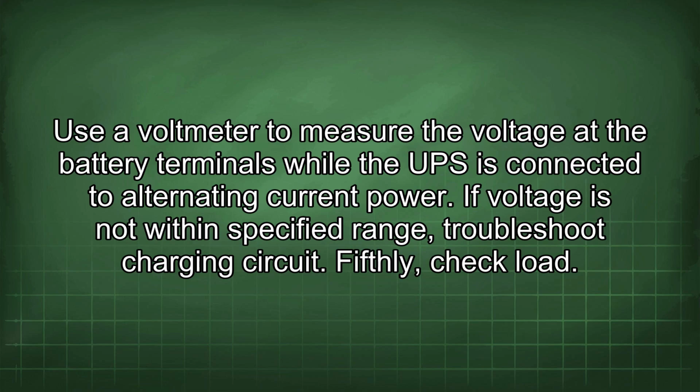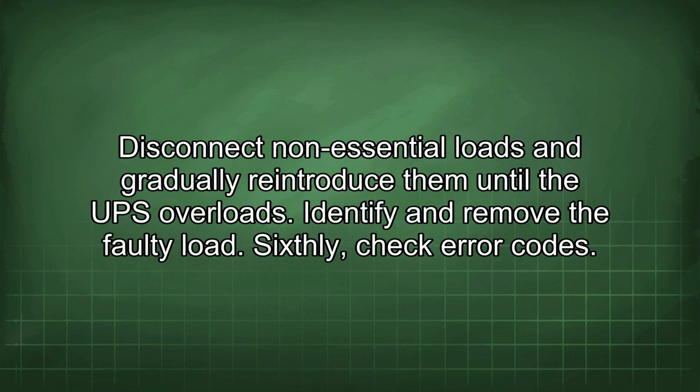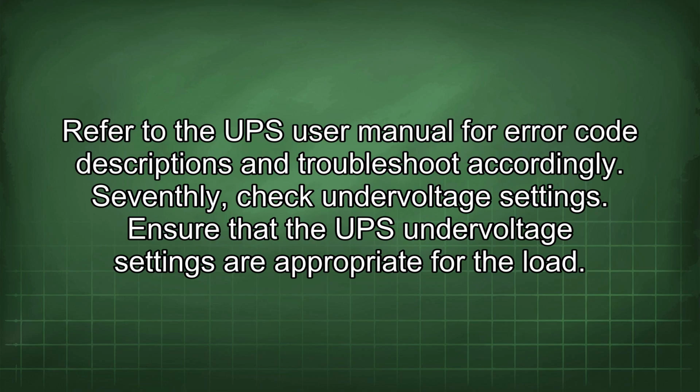Fifthly, check load. Disconnect non-essential loads and gradually reintroduce them until the UPS overloads. Identify and remove the faulty load. Sixthly, check error codes. Refer to the UPS user manual for error code descriptions and troubleshoot accordingly. Seventhly, check undervoltage settings. Ensure that the UPS undervoltage settings are appropriate for the load.